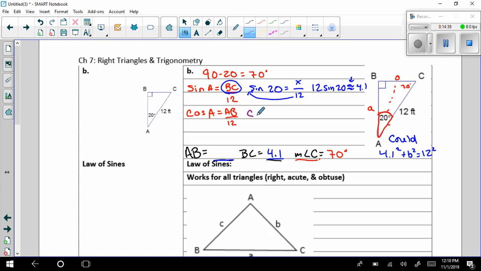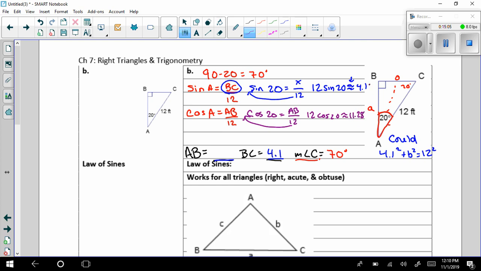So we have the cosine of 20 is AB over 12. Again, our 12 multiplies over. So we get 12 cosine 20. And we type that into our calculator once again, and I get approximately 11.28.